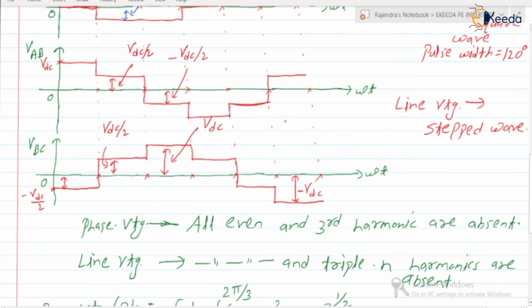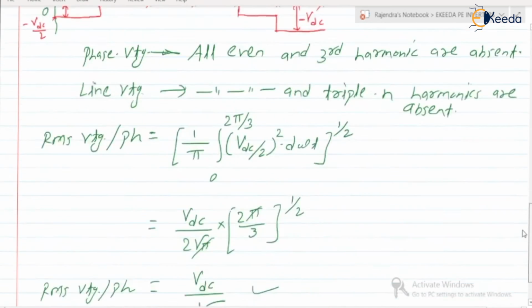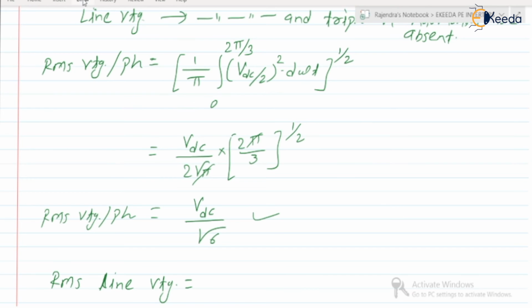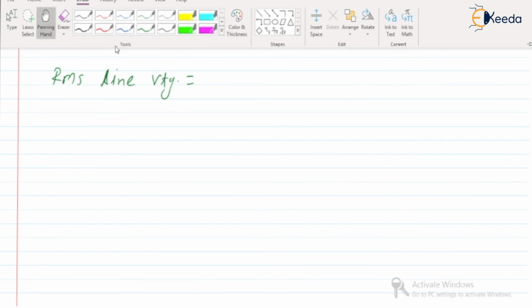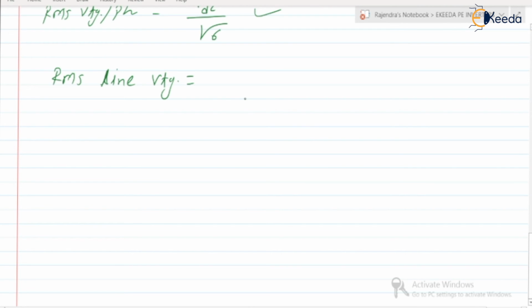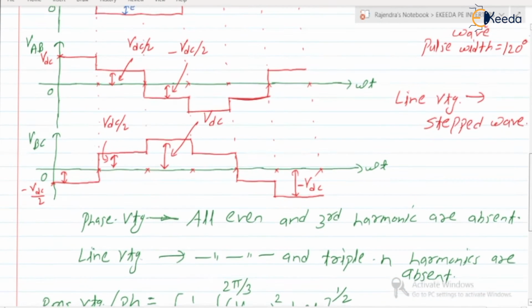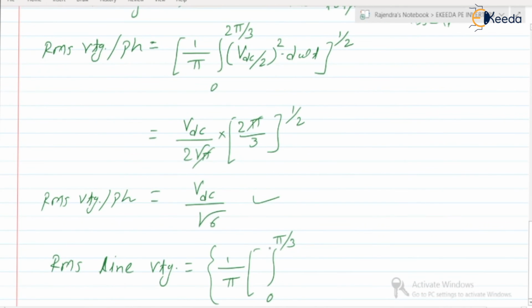So it is VDC by 2 minus VDC by 2. We can write the RMS value of line voltage as equal to 1 by pi, and in that we can write integration from 0 to pi by 3. What is the value during 0 to pi by 3? It is VDC. So it is VDC square.